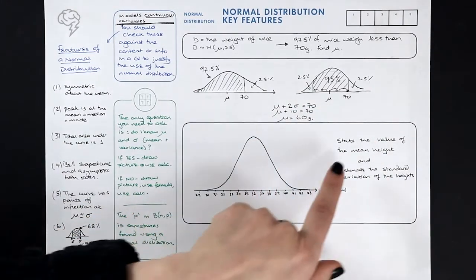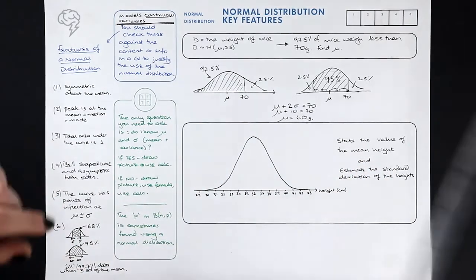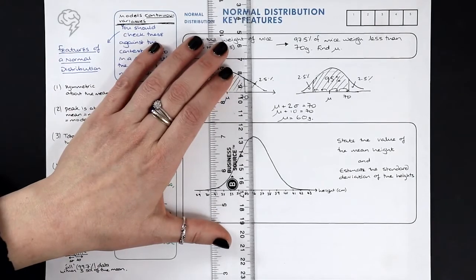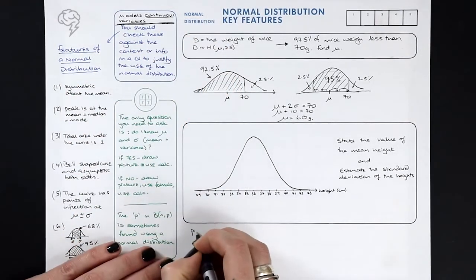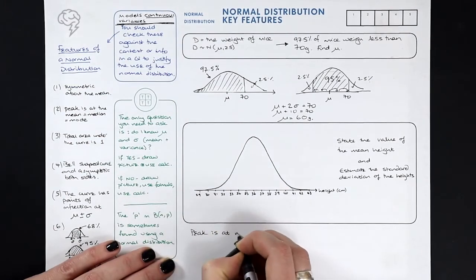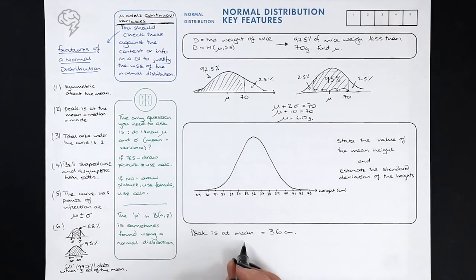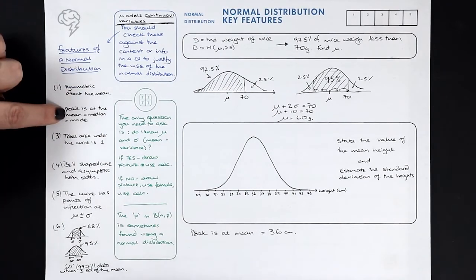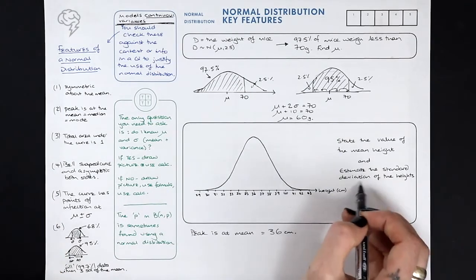Right, let's have a look at this one. State the value of the mean height. We need to know that the peak is at the mean. And so let's have a look. This would be on graph paper ideally, but there we go, 36. So the mean is 36 centimetres. And that's also the median, because in a normal distribution, the mean and the median are the same. Right, how are we going to estimate the standard deviation?